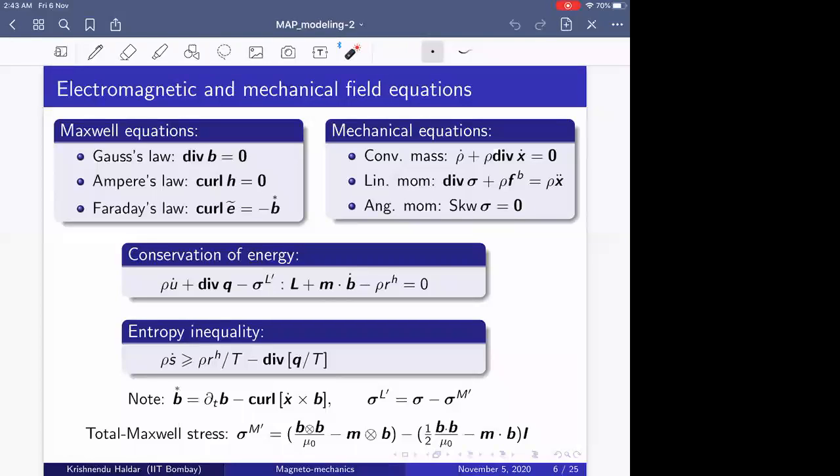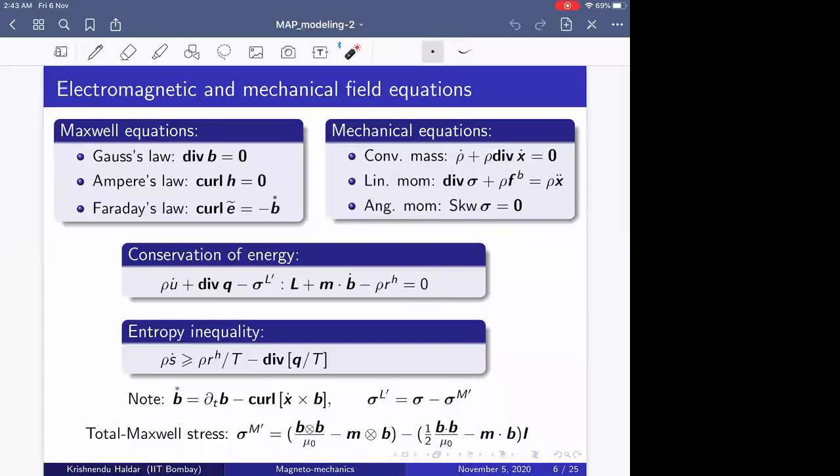And for the mechanical equations, we have, as usual, our standard conservation of mass, conservation of linear momentum, and conservation of angular momentum, which gives the symmetry of the Cauchy stress. So sigma is the definition of Cauchy stress, because as we are working with a finite deformation problem, we have a different definition of stresses for here at omega t. This is true for the Cauchy stress. So these are the field equations.